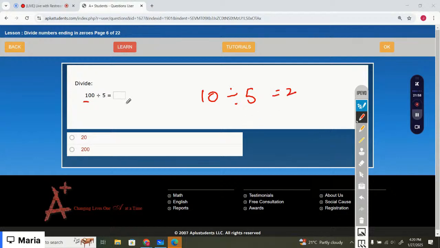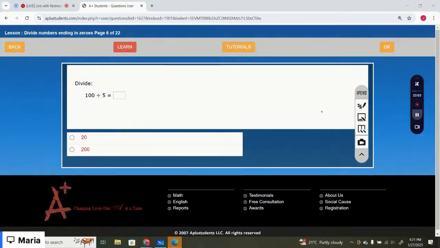5 times 2 is 10, so you need to add the 0, so that is 20. Option number 1 is the correct option, that is 20.